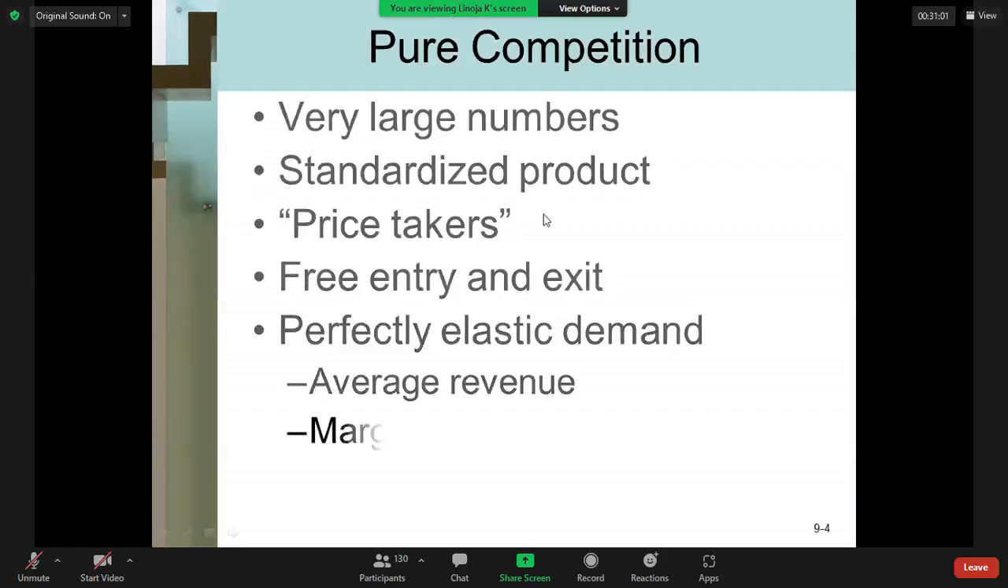Then you will have a perfectly elastic demand curve. That one I will explain in the later slides. So the features of the competitive market you should know. And the price I will tell.